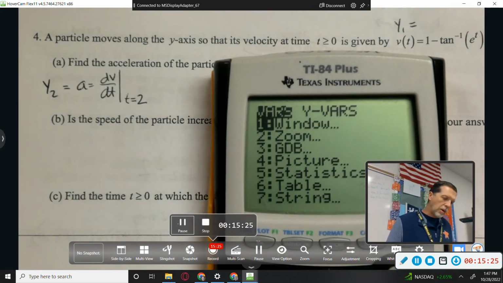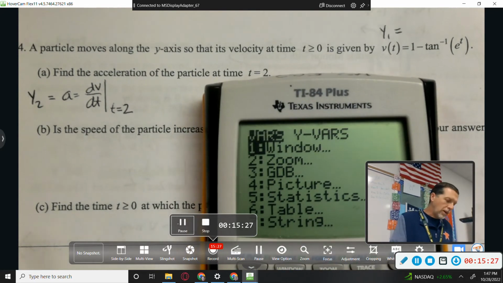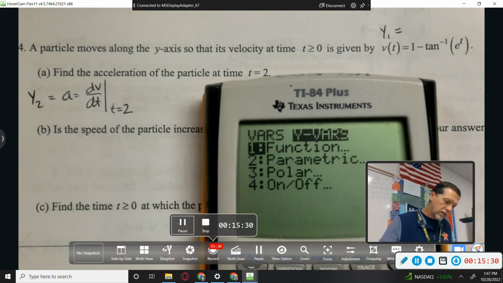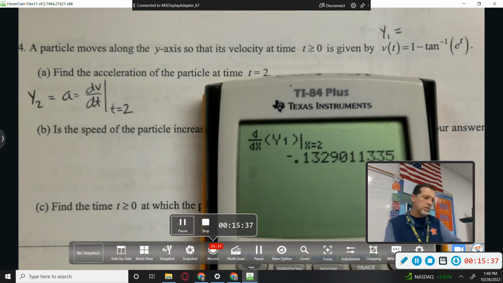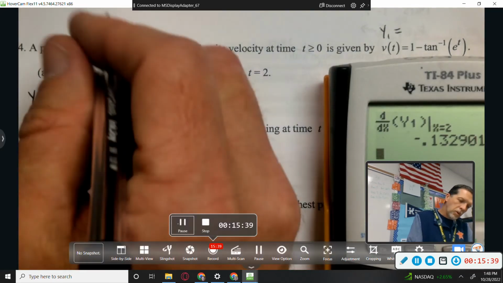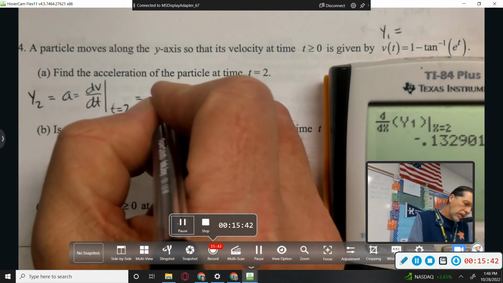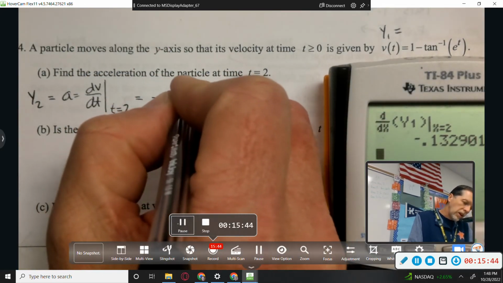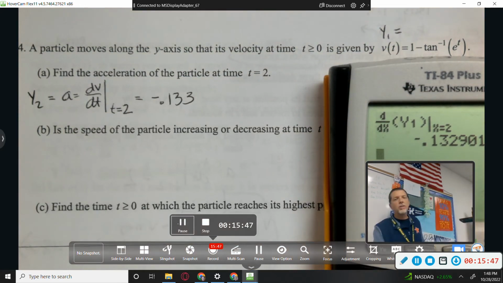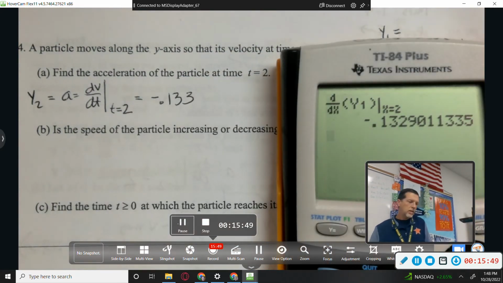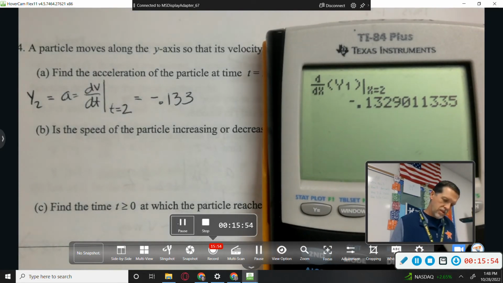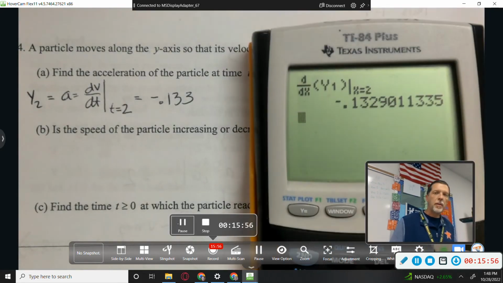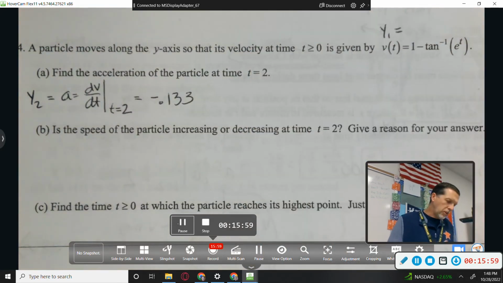So I put in y1 to be velocity. y2 would be the derivative of y1. So the derivative of y1 at time 2 will tell me the acceleration at 2, which is negative 0.132, or 0.133. Although 0.132 would be okay as well, because you can truncate or round. So where's the comma? Above the 7. Yeah. Alright, so I'm good with A.